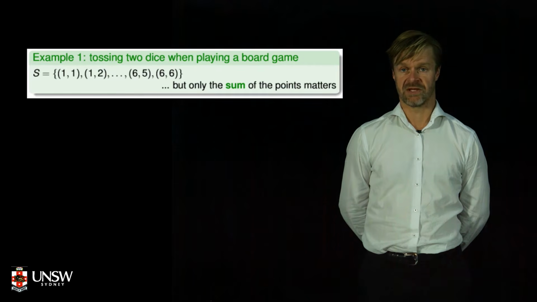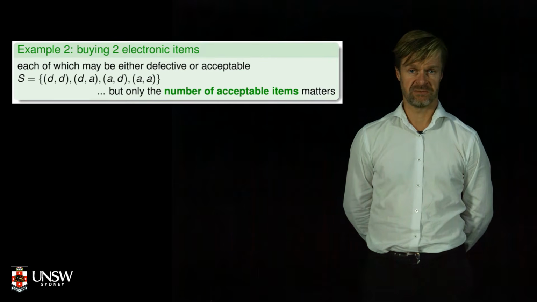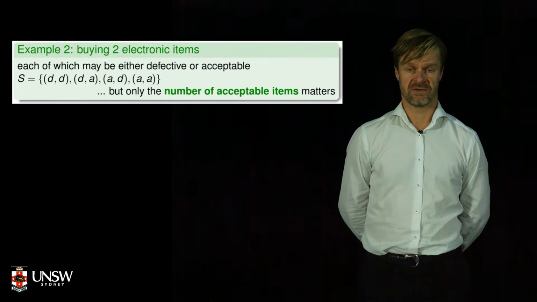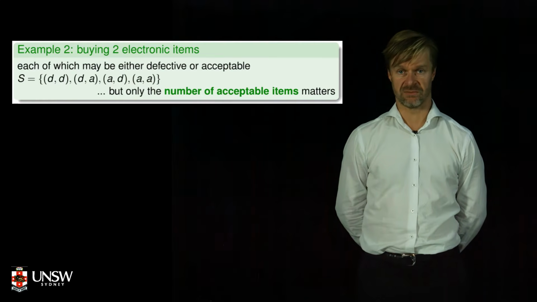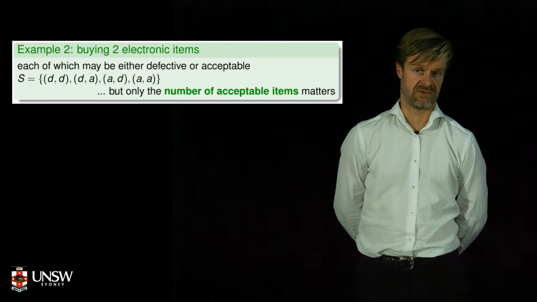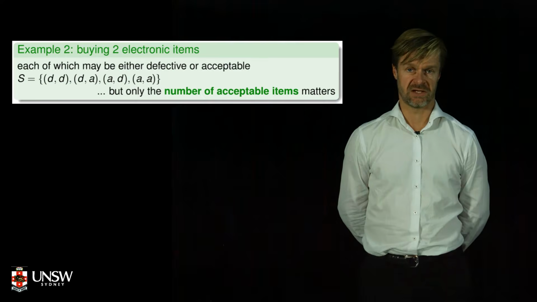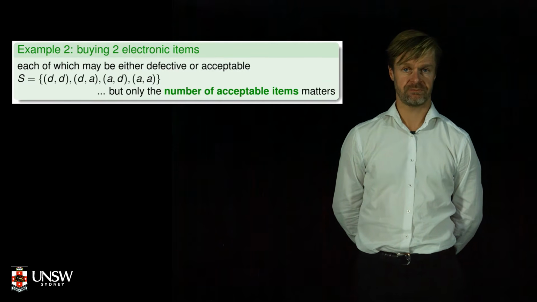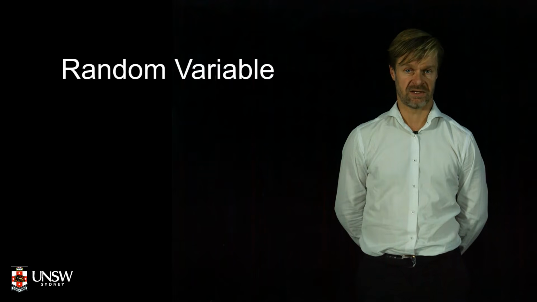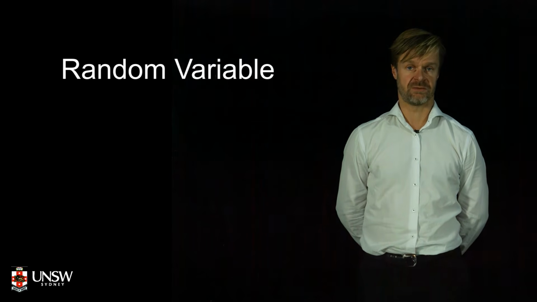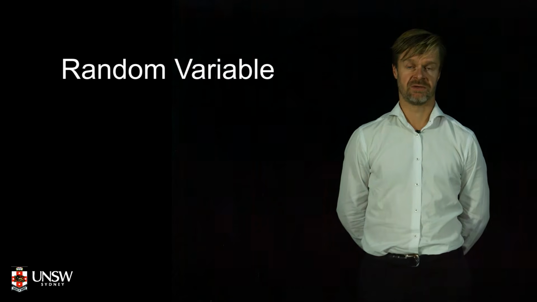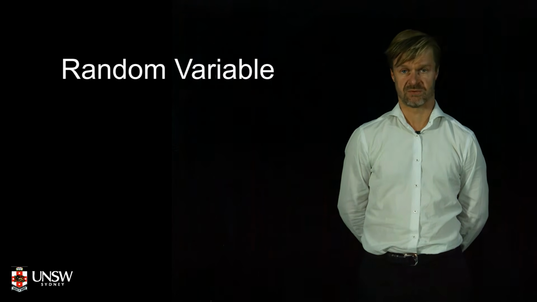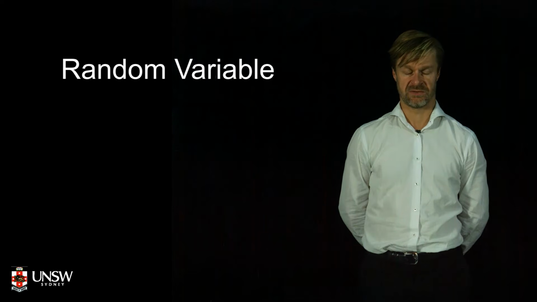Or let's say we buy a couple of electronic items, and they could be defective or okay. They could both be defective, or we could have one defective and one acceptable, or both acceptable. But all we actually care about is the number that are okay, the number that are working. So what we've got there is a random variable. The result of doing an experiment of some sort where we get a number, and so we get a variable which is random. That's all there is to it.